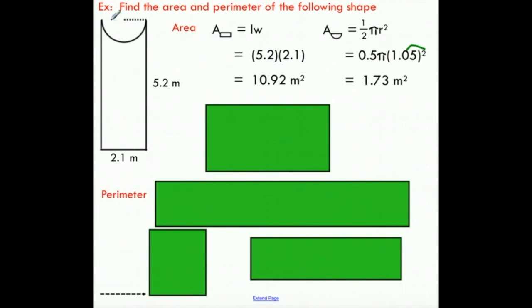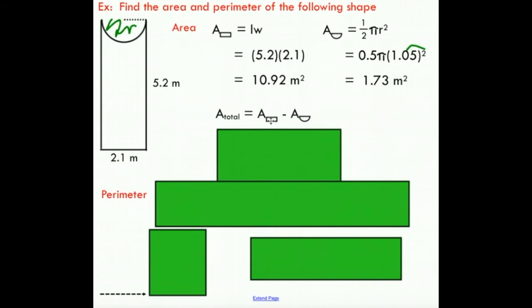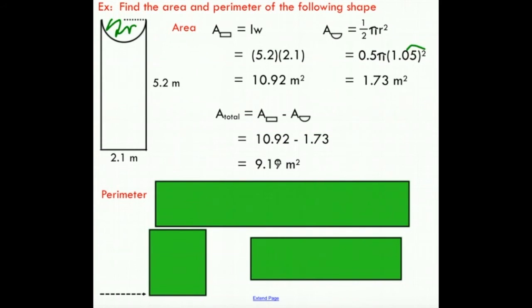So remember, that's going to be the area of this shaded region here. We've got the area of our whole rectangle. All we have to do is subtract the area of a rectangle minus the area of half a circle will give us our total area, which ends up being 9.19 meters squared.